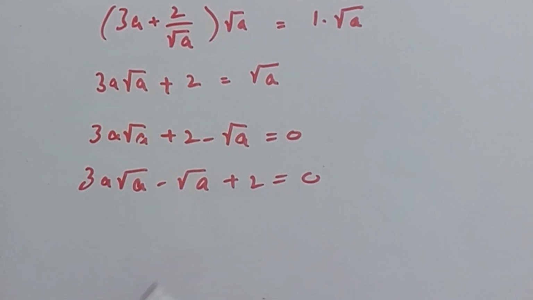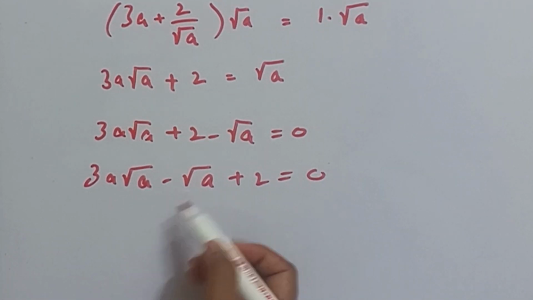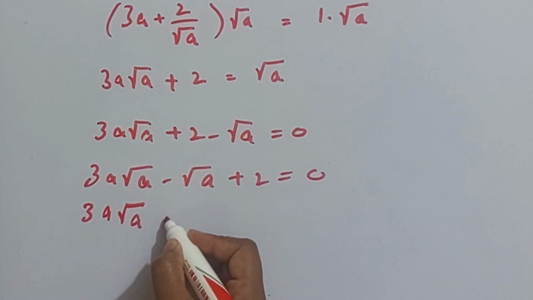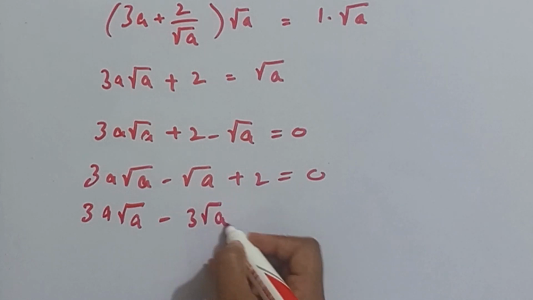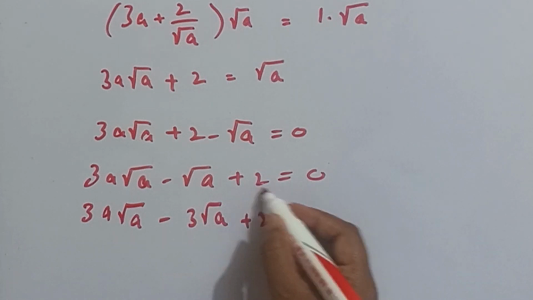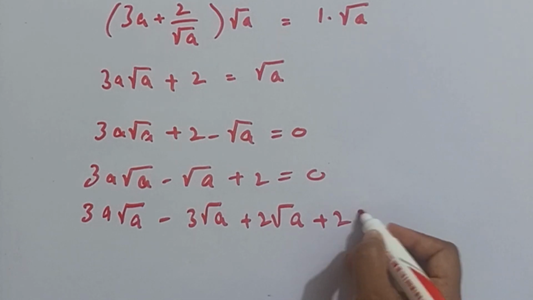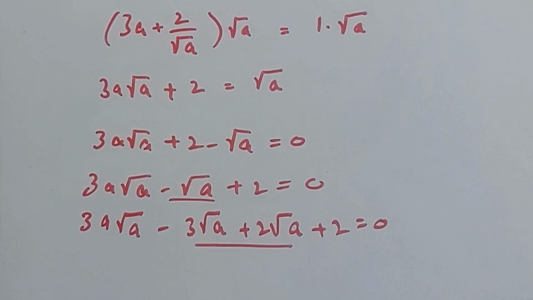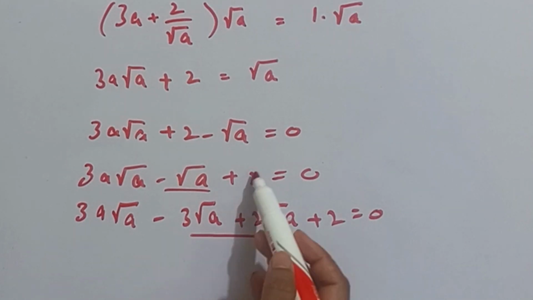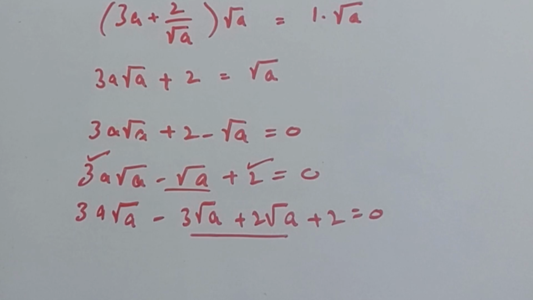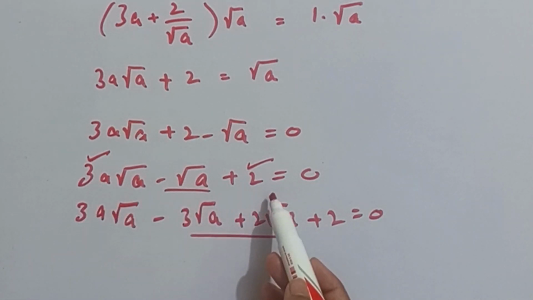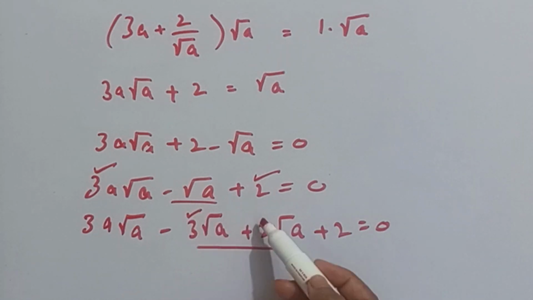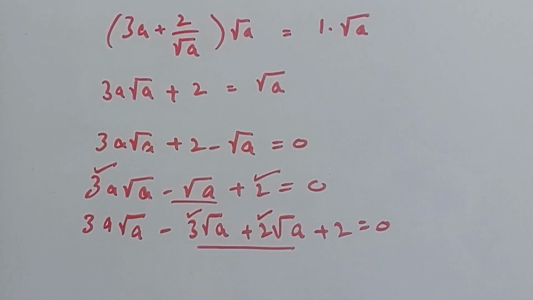Now in the next step we split this middle value, which is −√a. We write this value as −3√a + 2√a. The last term is +2. This is equal to 0. Why do we split this middle value into these two values? Because look at this last and first digit. If we multiply the coefficients of these, we get 6. And if we multiply the coefficients of these two values, then we also get 6.